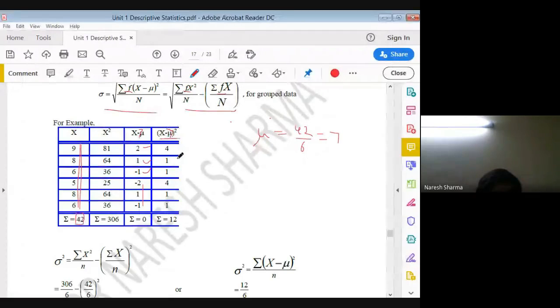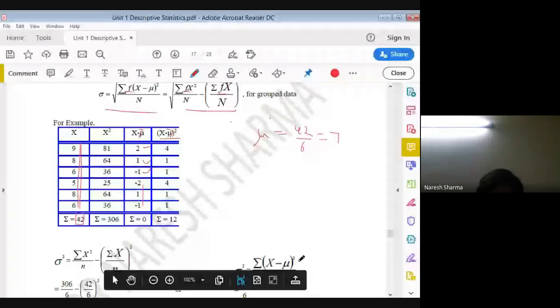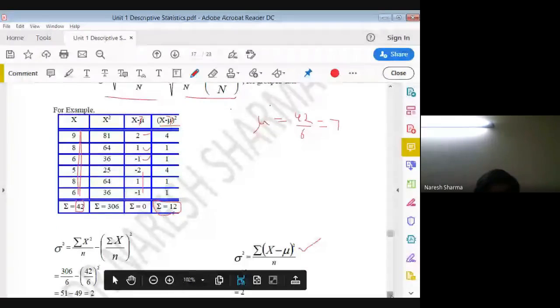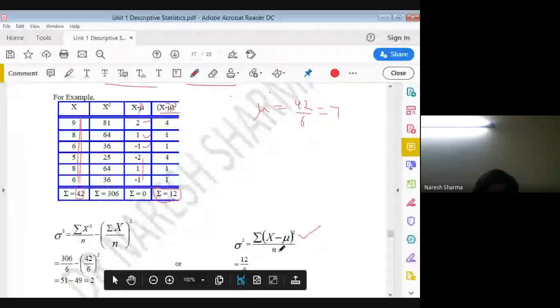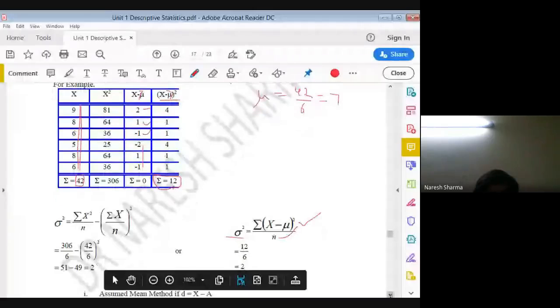Now if we take the square of this, that is 2 square is 4, 1 square is 1, minus 1 square is 1, 2 square is 4. And as far as the formula is concerned, we require the summation of the squares. So we calculate the sum here, that is 12, and this sum divided by n gives you the variance, that is 12 by 6, and that is equal to 2. And if you require the standard deviation, that is just the square root of 2. So this is by the first formula.